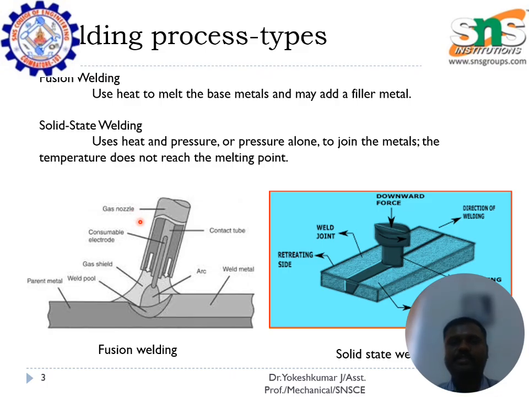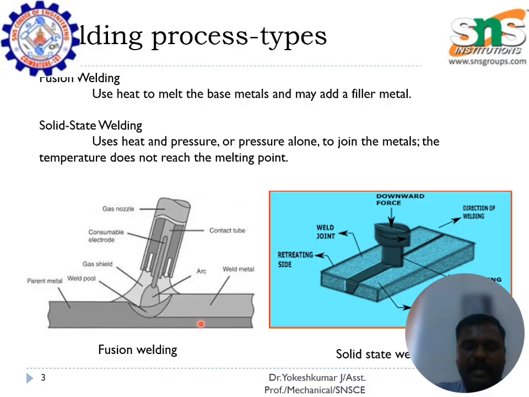The welding processes are broadly classified into two: one is the fusion welding process, and the other is the solid state welding process. In the fusion welding process, we heat the metal into a molten state. We have a base metal or parent metal, and we heat it into a molten state. Then finally filler metal is added. This diagram explains how the fusion welding process is accomplished.